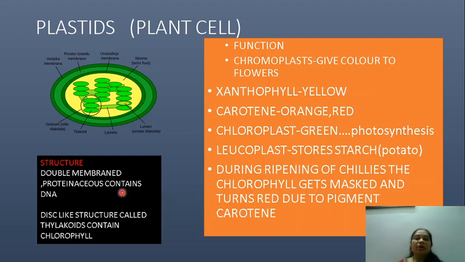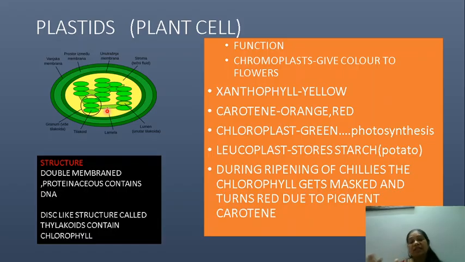Now, what is the structure of this plastid? It is a double membrane proteinaceous structure that contains DNA. You can see there are two membranes in it, and it also contains the DNA. Inside are disc-like structures known as thylakoids that contain the chlorophyll. You can see in between, these are disc-like.